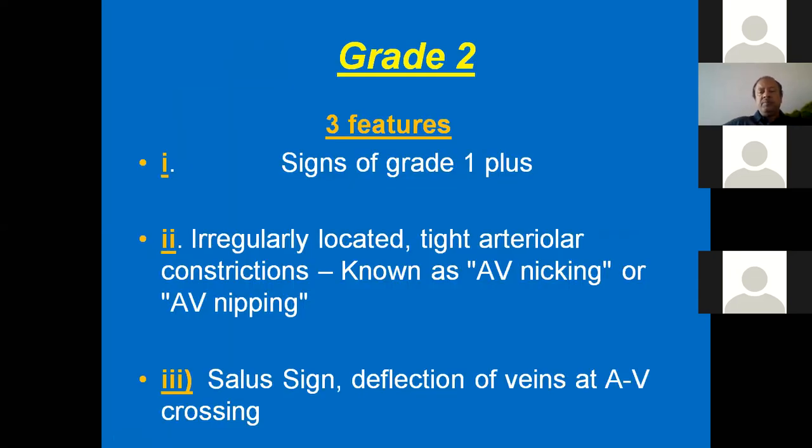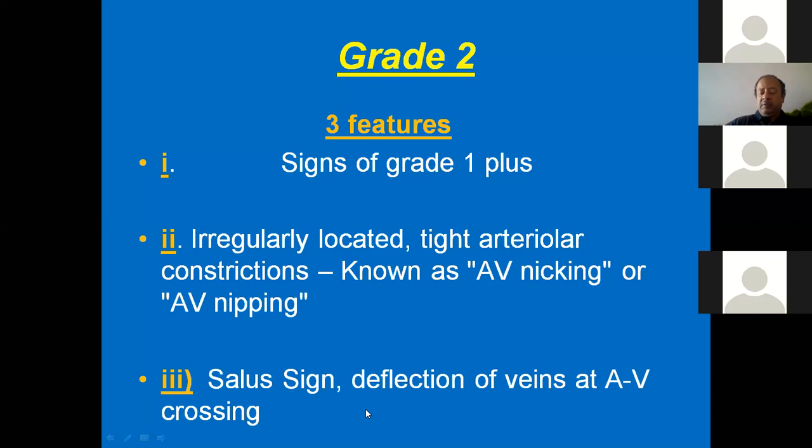Grade 2. There are 3 features in grade 2. Number 1, all signs of grade 1, that is retinal arterial attenuation, plus irregularly located tight arteriolar constrictions known as arteriovenous nicking or AV nipping. These are tight arteriolar constrictions, irregularly located. And the third feature is Salus sign. Salus sign means deflection of veins at the arteriovenous crossing.